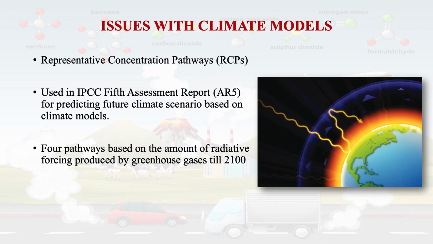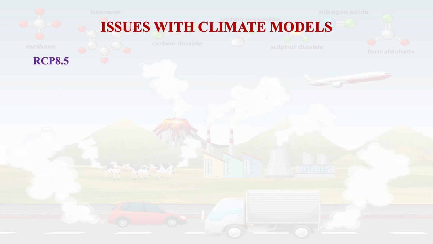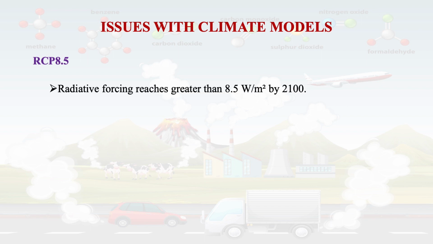Thus, these RCPs can then be used to test policy decisions on mitigation and adaptation to climate change. There are basically four pathways based on the amount of radiative forcing produced by greenhouse gases till 2100. The first and foremost pathway is RCP 8.5. According to this pathway, the radiative forcing reaches greater than 8.5 watt per meter square by the year 2100.